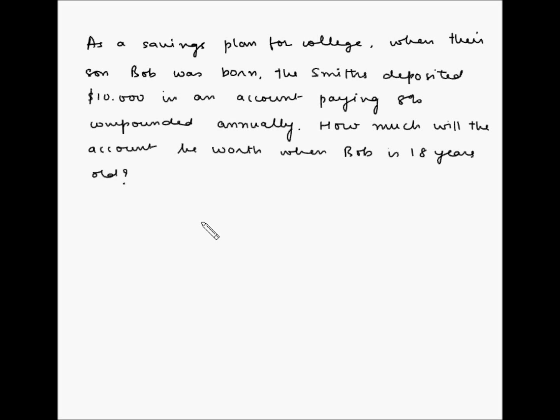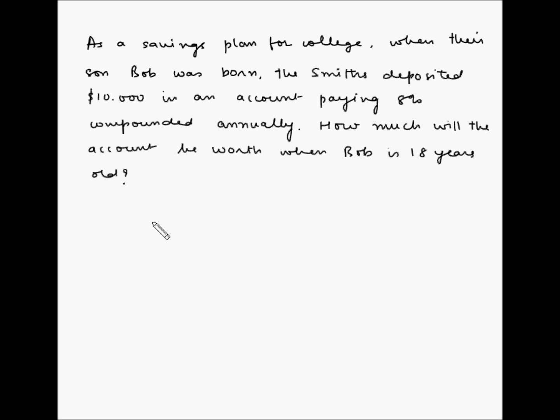As a savings plan for college, when their son Bob was born, the Smiths deposited $10,000 in an account paying 8% compounded annually. How much will the account be worth when Bob is 18 years old?